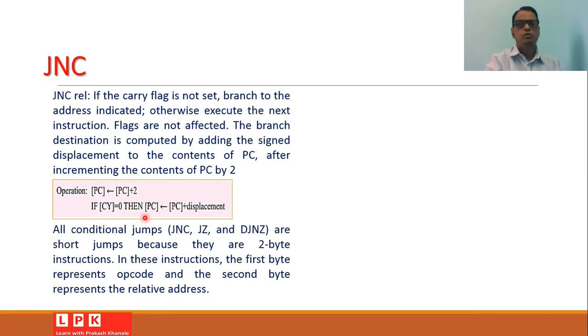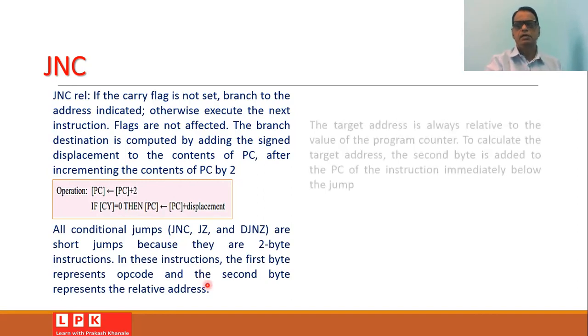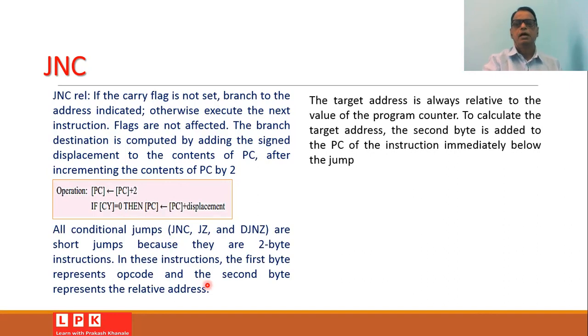So one can easily observe that in all such conditional jump instructions, that is JNC, JZ, and DJNZ, these instructions are the short jump instructions because they are 2-byte instructions. In these instructions, the first byte will represent the opcode and the second byte will represent the relative address. And the target address is always relative to the value of the program counter. And to calculate the target address, the second byte is being added to the PC of the instruction immediately below the jump.